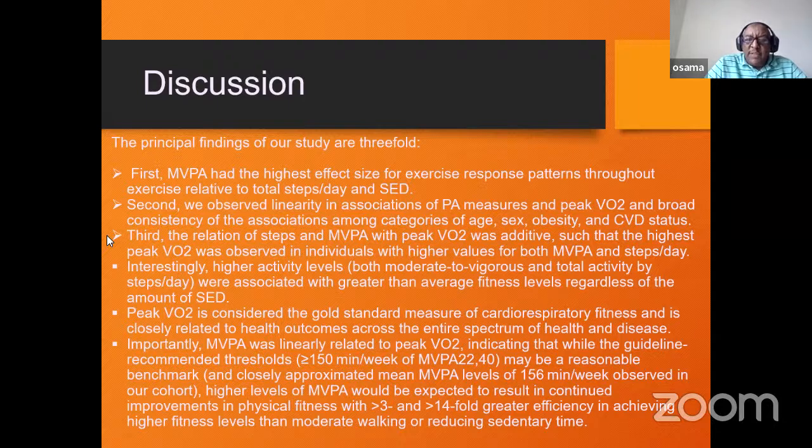So in this study, we found that a higher level of moderate vigorous physical activity would be expected to result in continued improvement in fitness, with more than 3 to more than 14-fold greater efficiency in achieving a higher fitness level than moderate walking or reducing sedentary time. So that means moderate vigorous physical activity gives you more fitness than steps or sedentary time reduction.